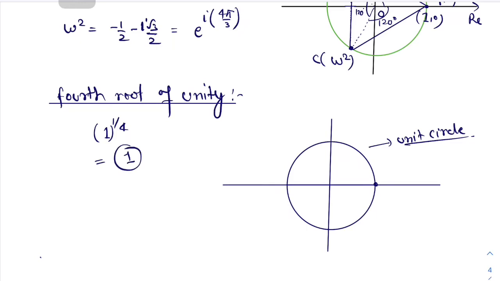So one answer is 1. One answer will always be 1, because 1 to the power 4 gives 1. So the location of 1 on the unit circle is 1 comma 0, and if we are having all these 4 roots separated by the same distance, it means this central angle must be divided into 4 equal parts. So the central total angle is 360 degrees.